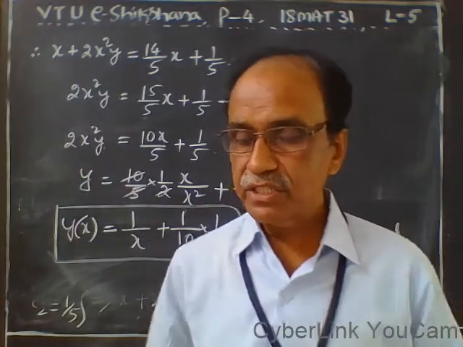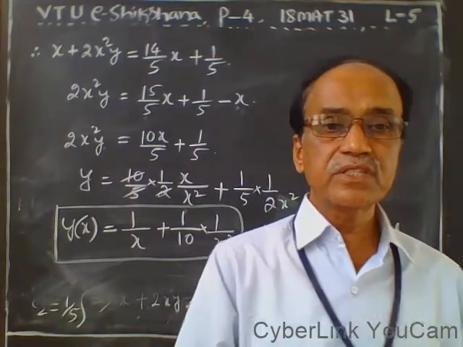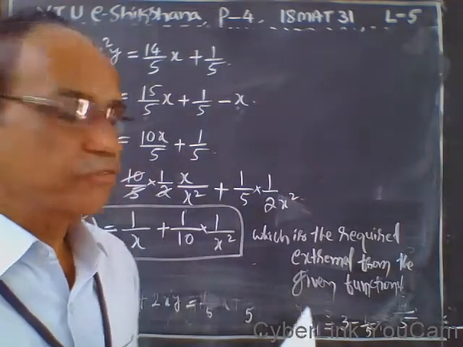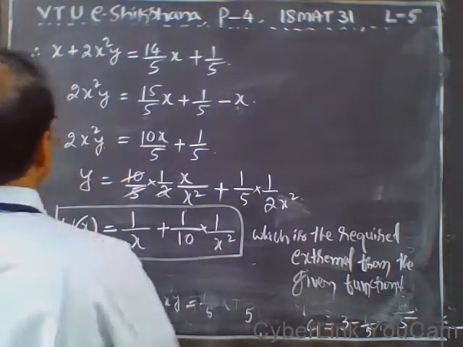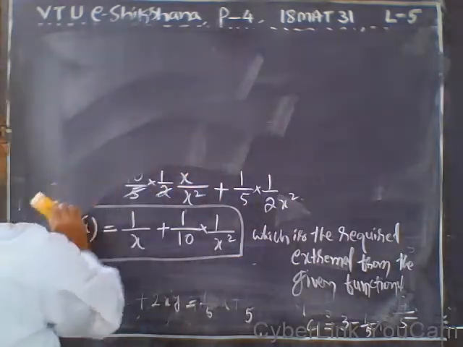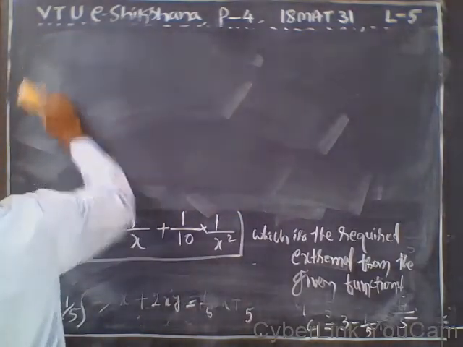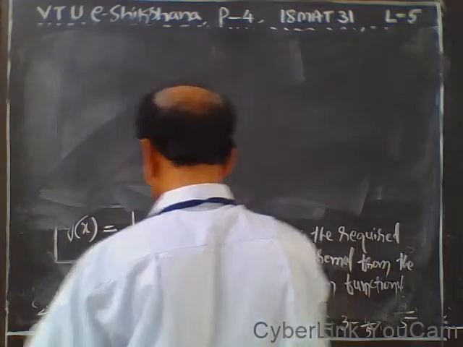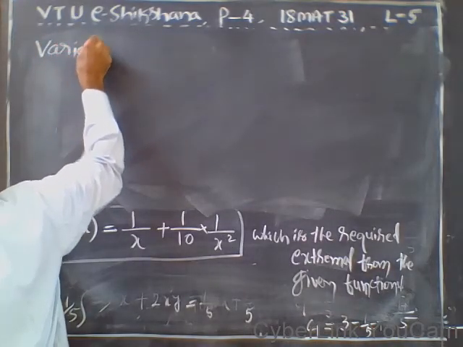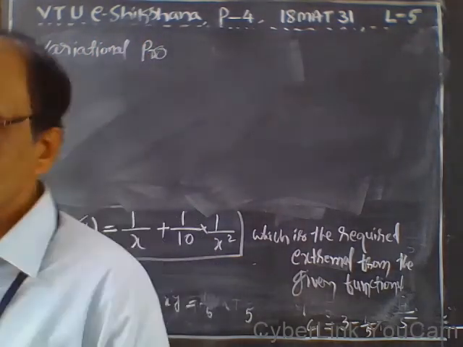So the next discussion in this topic is the variational problem in the calculus of variations. How can this variational problem be solved using calculus of variations? Let us try to understand what exactly this variational problem is. Once again we have to apply Euler's equation, but the interpretation of the results will be in a different form. Okay, the next heading is variational problem, for the given functional.